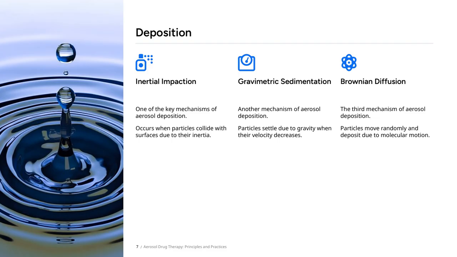Finally, we have inertial impaction. This mechanism happens when particles collide with surfaces because of their inertia. As the airflow changes direction or speed, particles tend to continue in their path due to inertia, causing them to impact surfaces like the airway walls. Together, these mechanisms, Brownian diffusion, gravimetric sedimentation, and inertial impaction, are essential for understanding how aerosol drugs deposit in the respiratory system. Each plays a role depending on particle size, airflow, and the environment within the airways.